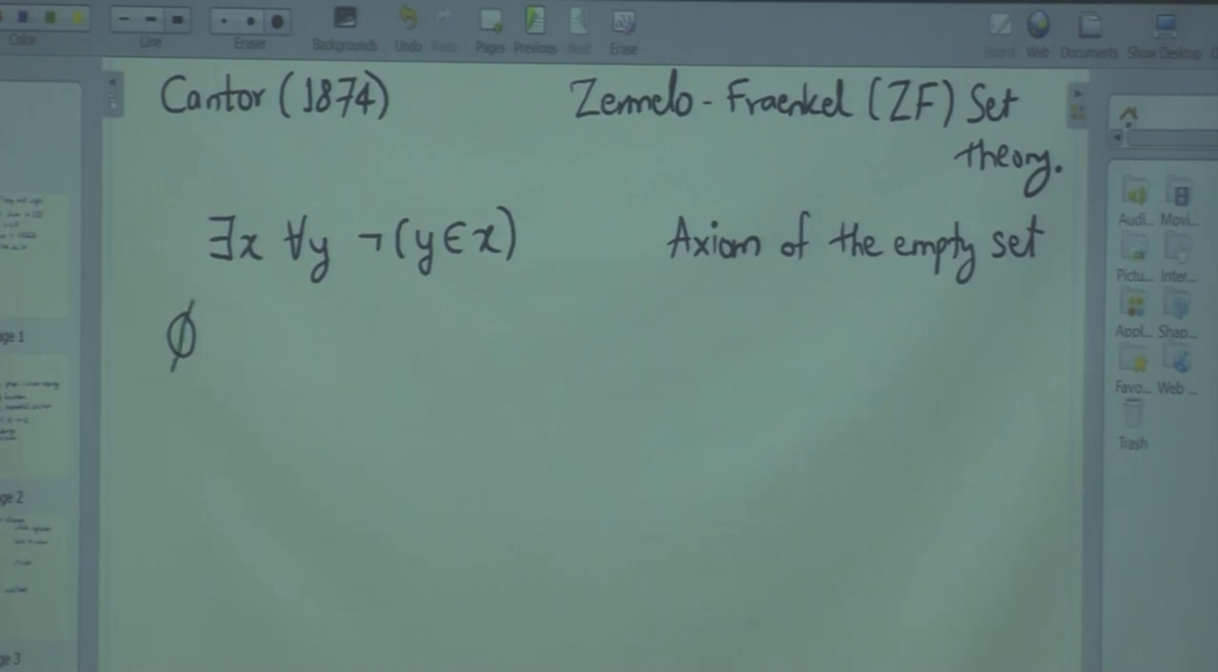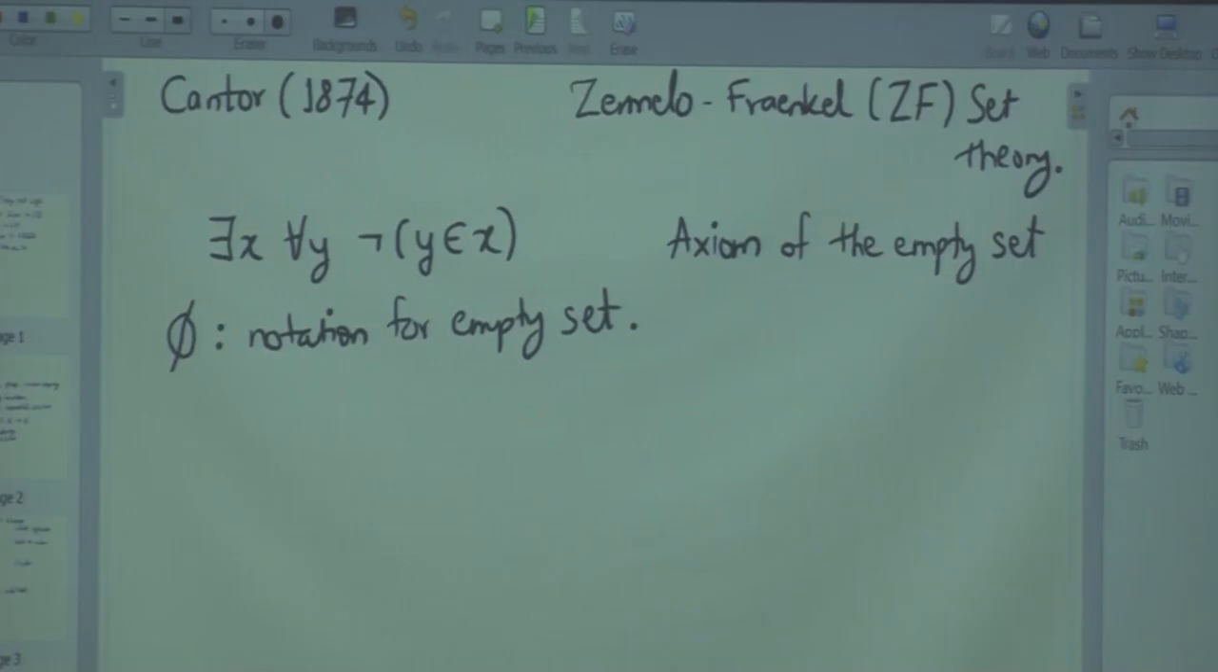However, the answer is not phi. Phi is a Greek letter. It's a Norwegian letter, written with a slight slanted line. So don't call it phi. This is our notation for the empty set. Let's just call it the empty set always, not phi.